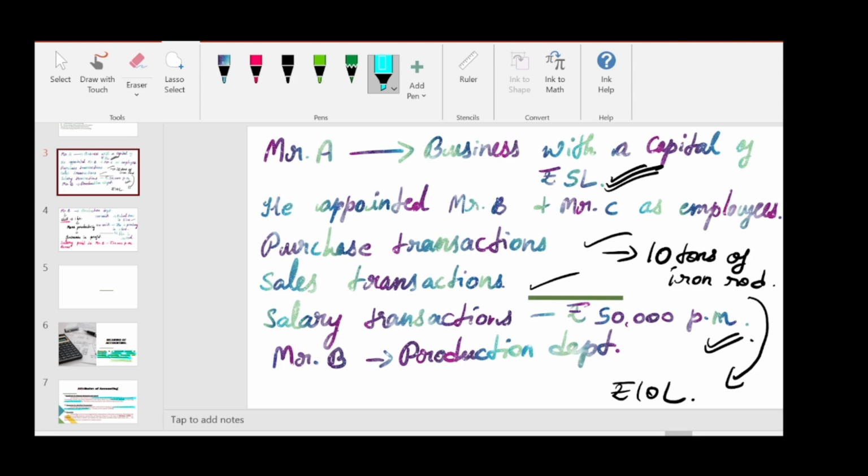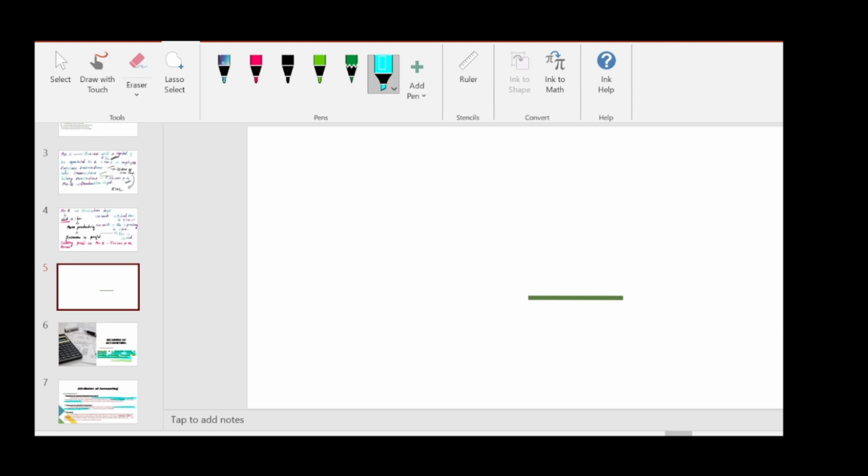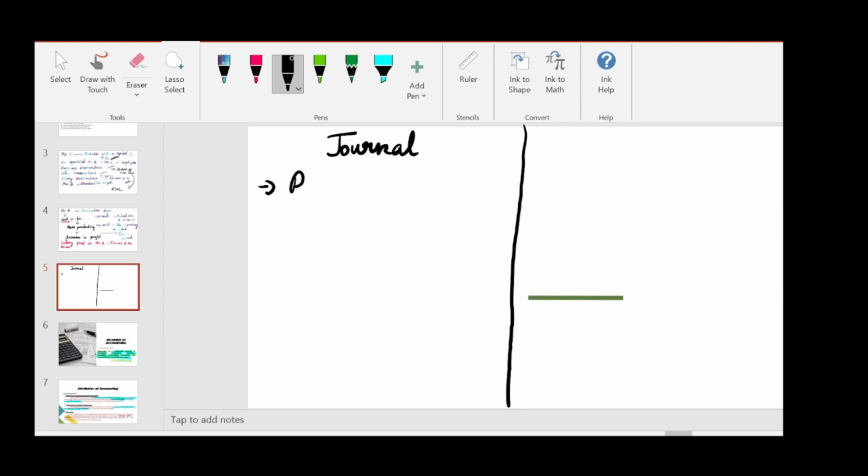What do we have to do now? We have to record all the transactions in one place. There is a book called Journal, which is also known as Book of Original Entry. In our books of accounts, the first book where we record transactions is the journal. So only this is known as Book of Original Entry. Here we will record all our transactions. First we will record our capital, because we have started our business newly.